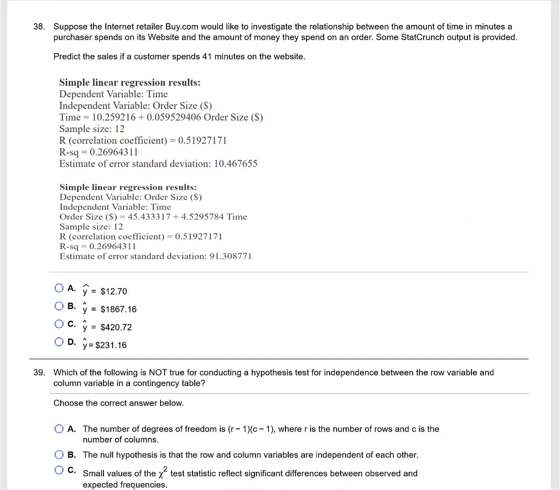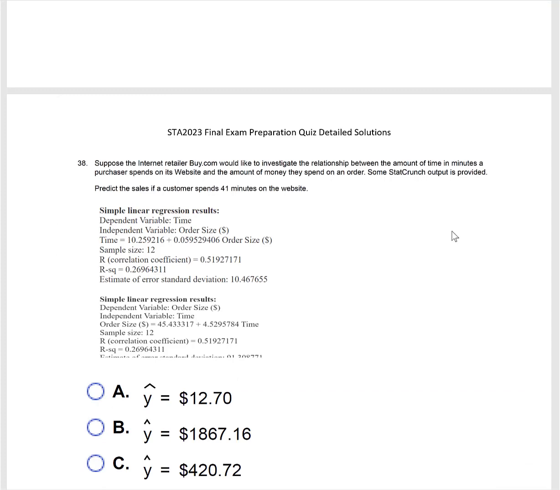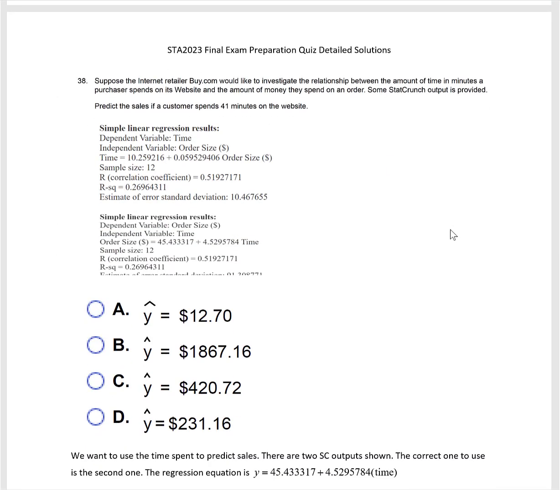Now on this one I have a detailed solution because we have to do a prediction. Suppose the internet retailer buy.com would like to investigate the relationship between the amount of time in minutes a purchaser spends on its website and the amount of money they spend on an order. Some StatCrunch output is provided. Predict the sales if the customer spends 41 minutes on the website.